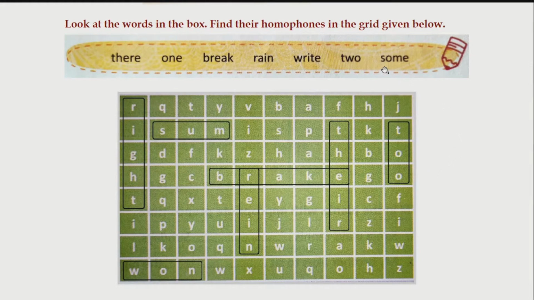And the next one, SOME, some means कुछ. And the homophone for this word will be SUM. And you already know SUM means addition of two numbers or more than two numbers.